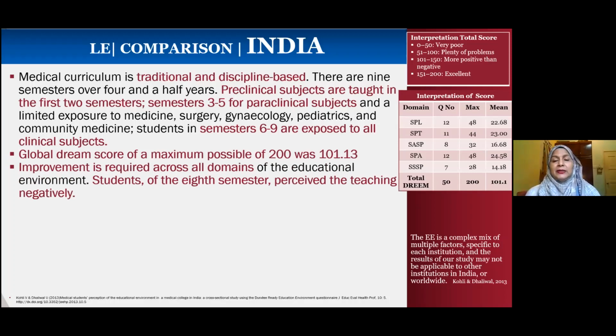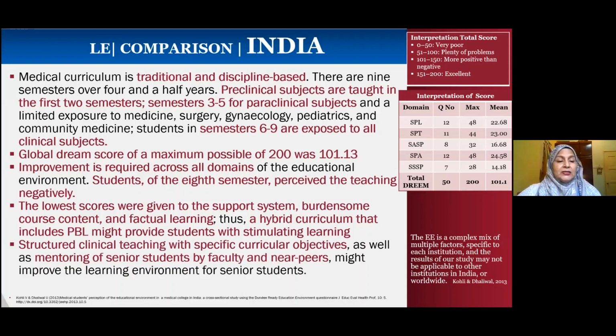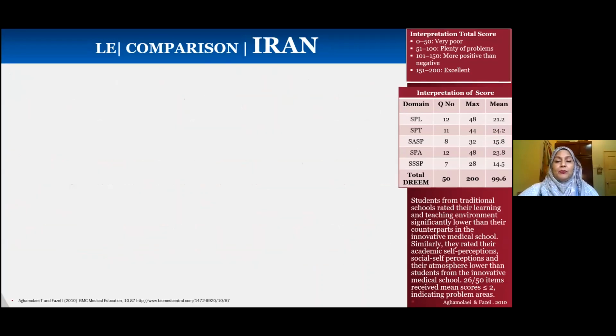Students of the 8th semester perceived the teaching negatively. The lowest scores were given to the support system, the burdensome course content, and the factual learning. Thus, a hybrid curriculum that includes PBL might provide students with stimulating learning, was the conclusion. Structured clinical teaching with specific curricular objectives, as well as mentoring of senior students by faculty and near peers, might improve the learning environment for senior students.